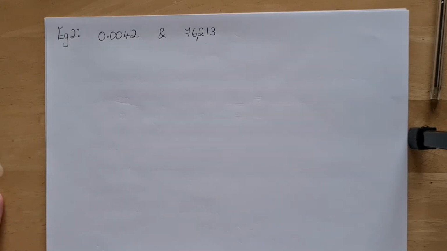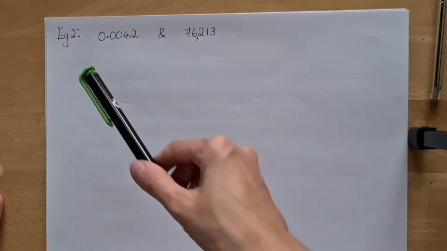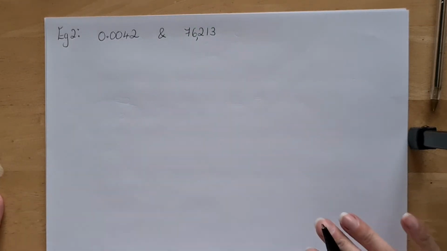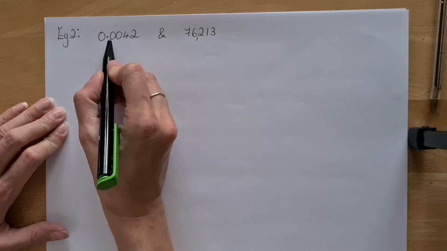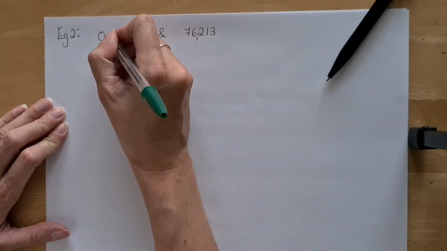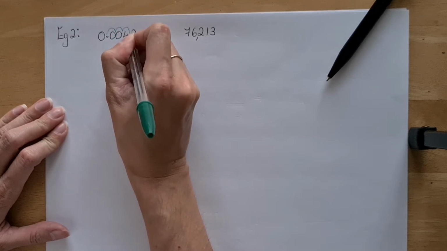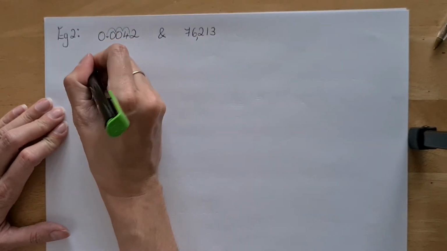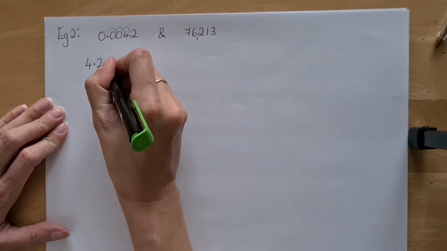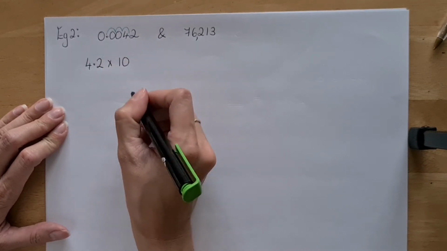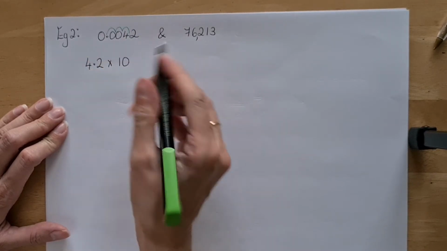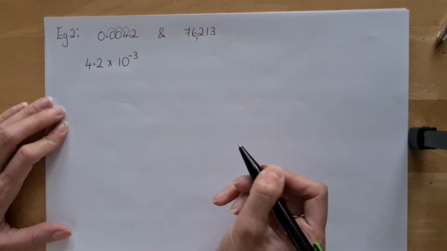Okay, the next example is by how many orders of magnitude do these two numbers differ? So step 1 again, write them in scientific notation. For this one, I have to bring the decimal point to the right because it's a tiny number. So 1, 2, 3 places to the right. So now it's going to be 4.2 multiplied by 10 to the power of minus 3, because I moved it 3 places to the right.